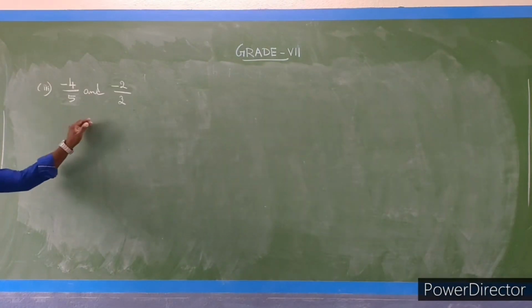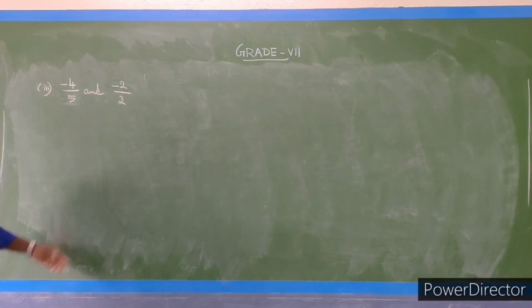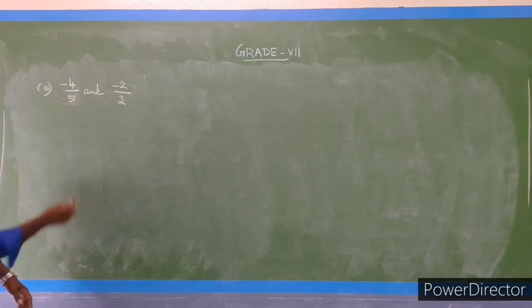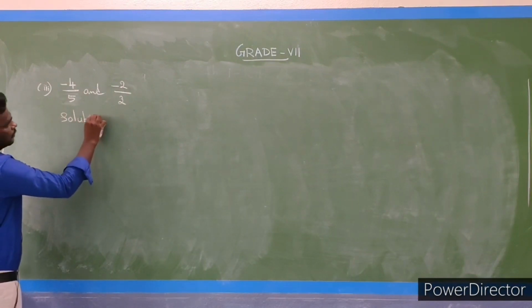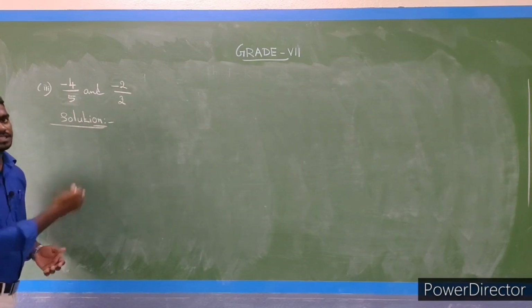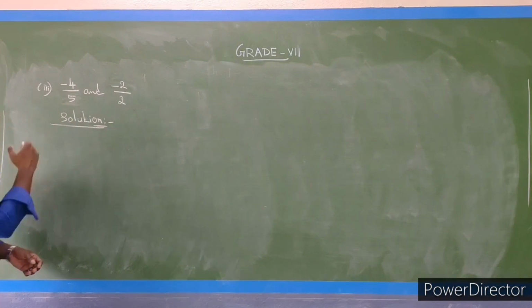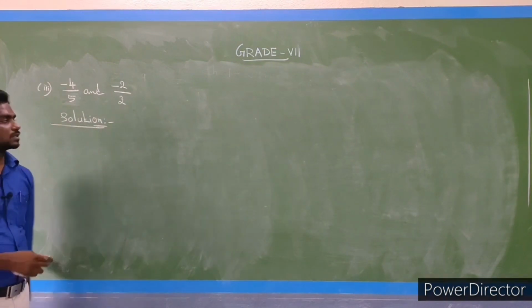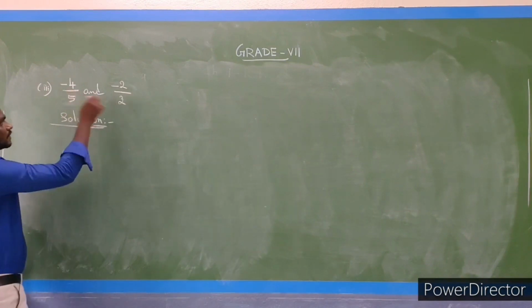So next, the third one: minus 4 by 5 and minus 2 by 3. We have to find 5 rational numbers between these two numbers. How to find this? First, we have to compare these two numbers as like fractions or unlike fractions. These two fractions are unlike fractions. So first we want to convert them into like fractions. How to convert into like fractions? We want to find the LCM of the denominators.